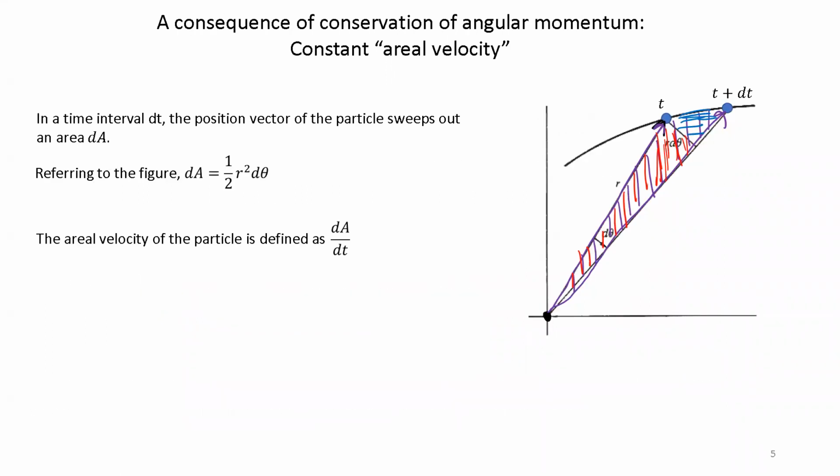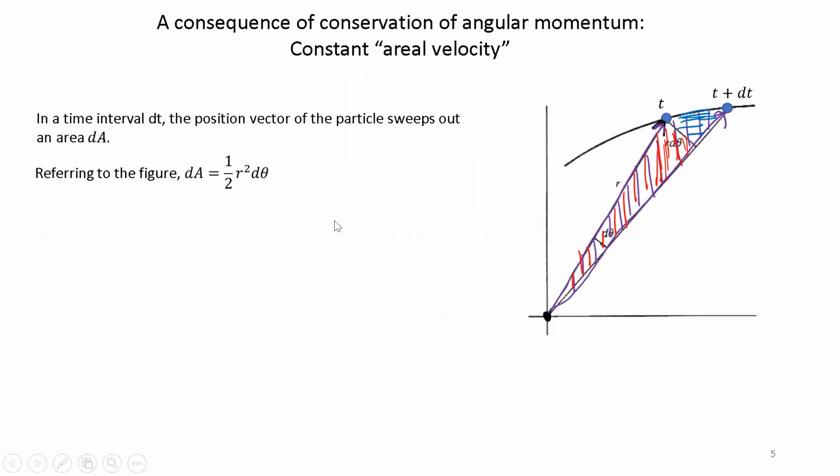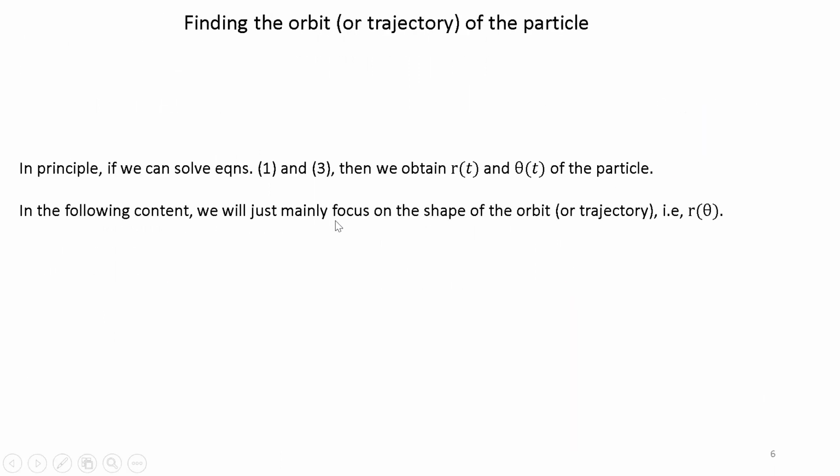Okay, so we do have the equation for motion, right? So then basically what we have in this chapter really is to understand the properties of the motion of this particle, right? So in principle, what we need to do is to obtain r as a function of time and theta as a function of time. Okay. But in the following, we'll just mainly worry about the shape of the orbit.